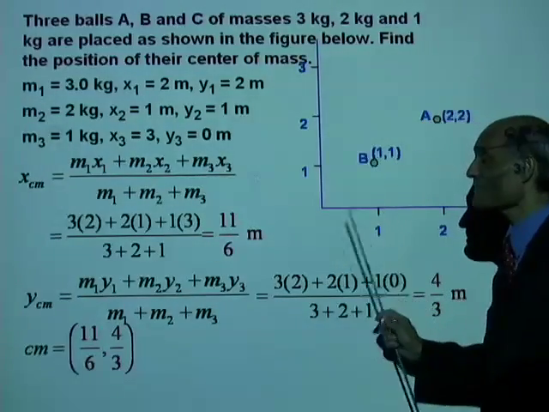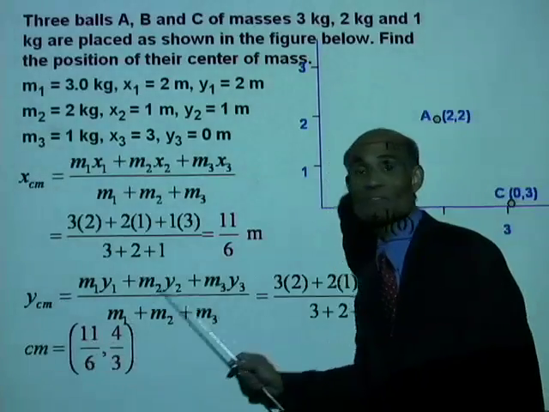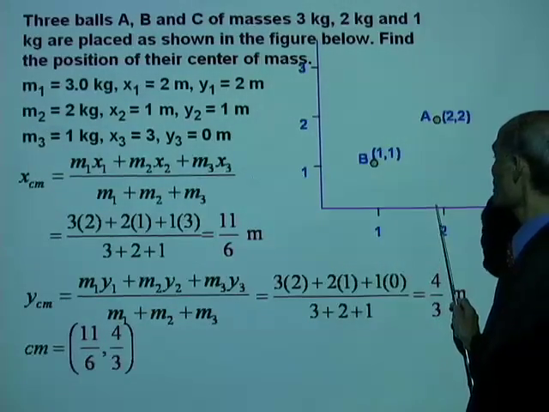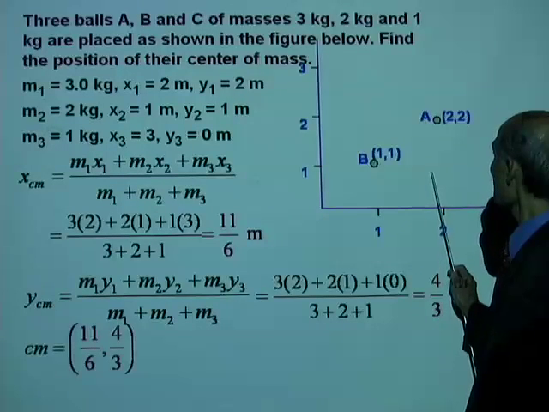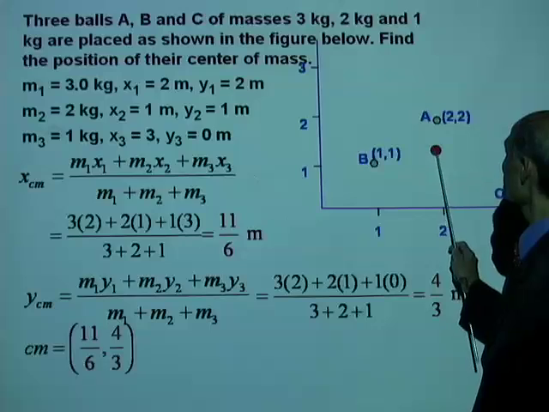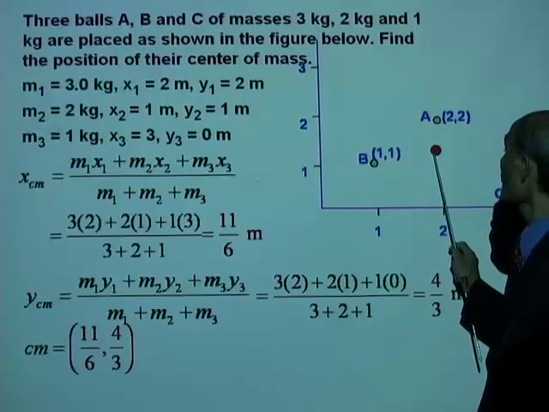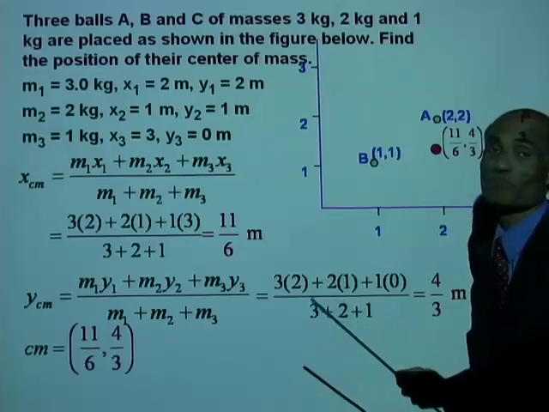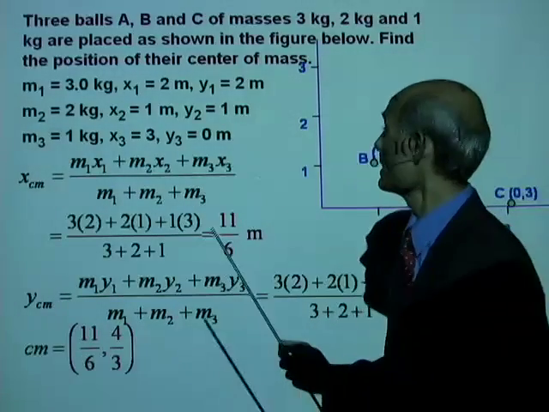Now, where is 11 over 6? 11 over 6 is very close to 2. So the x position is 11 over 6, y position 4 over 3. This is the position of the center of mass. It will be 11 over 6, 4 over 3. Okay, let's move on.